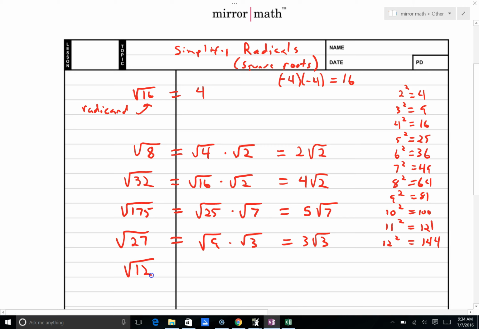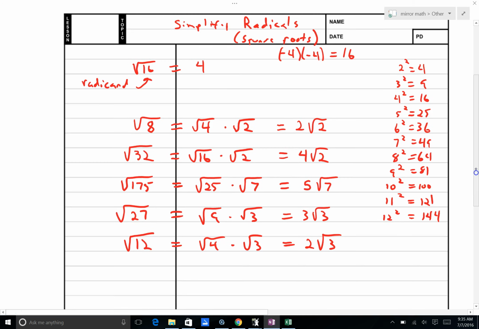The square root of 12. Okay, you're thinking, what perfect square is a factor of 12? Well, the largest one will be 4. The square root of 12 can be rewritten as the square root of 4 times the square root of 3. The square root of 4 is 2. So this is 2 times the square root of 3. We say 2 square roots of 3, or 2 times the square root of 3, or 2 root 3. You'll hear this statement said in a few different forms. It just simply means 2 times the square root of 3. One last example.